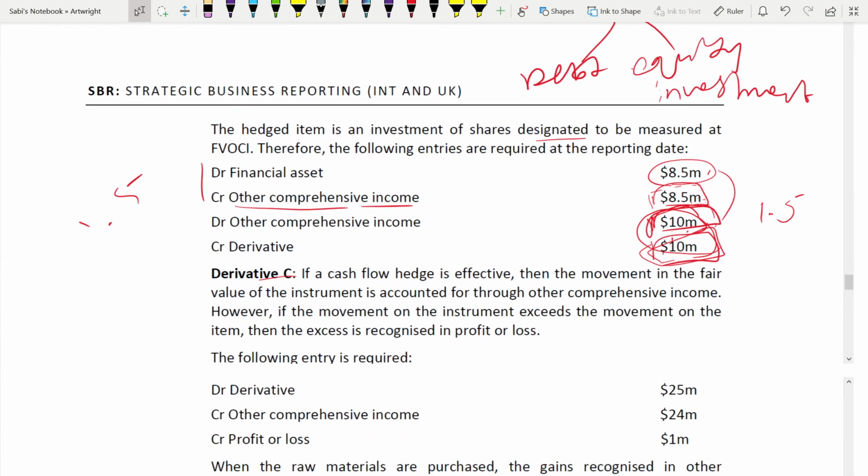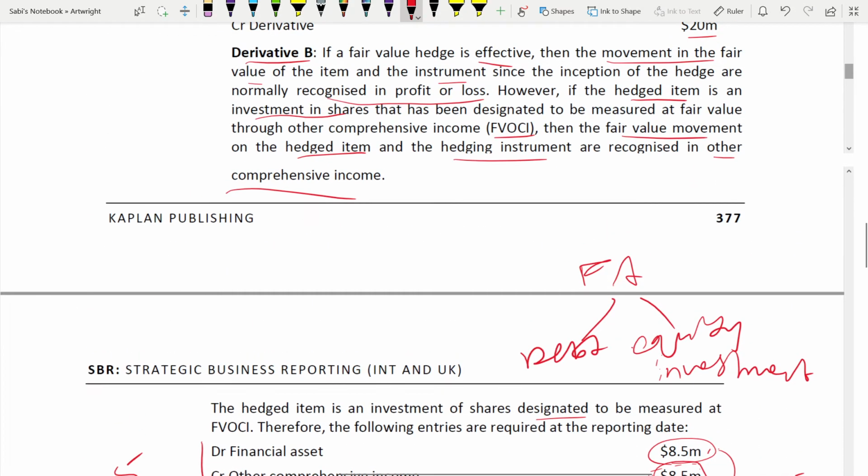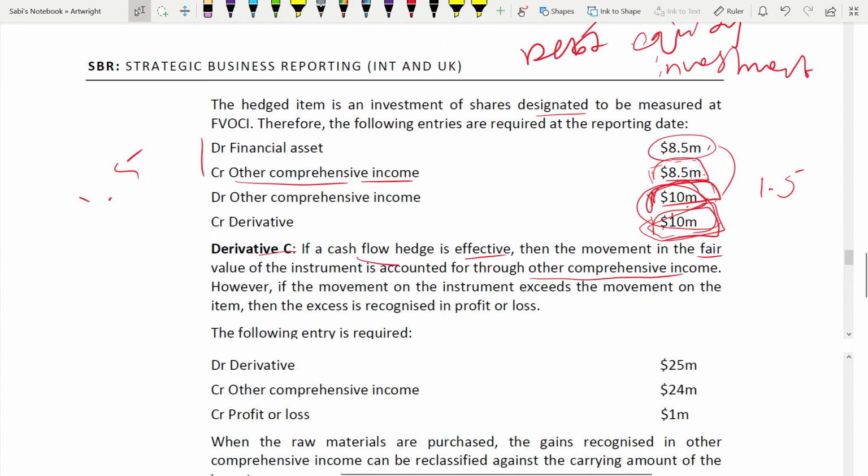If this is effective, movement in the fair value is accounted for through... If it's for cash flow, then the fair value movement will go through other comprehensive income. That is the difference. If you check in derivative B, any changes in fair value will go through profit and loss, unless it is designated through OCI, like in derivative B. But in this case, no designation, it will go through other comprehensive income only, because it's a cash flow hedge and if there are any changes in the fair value.